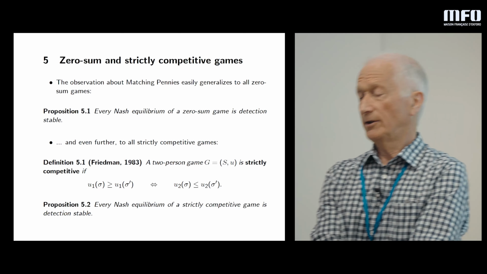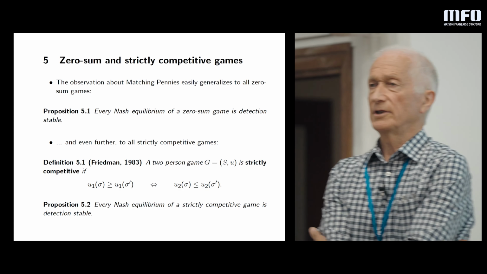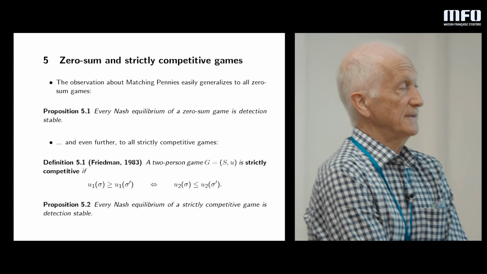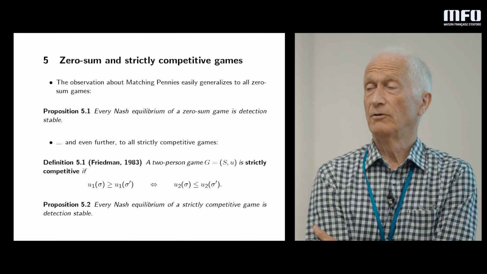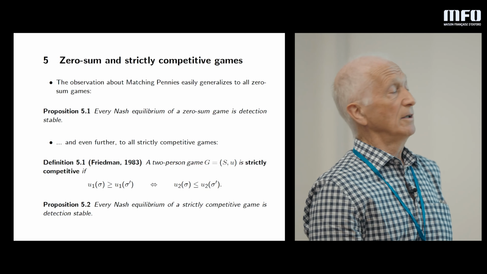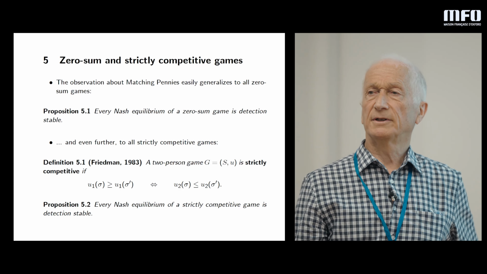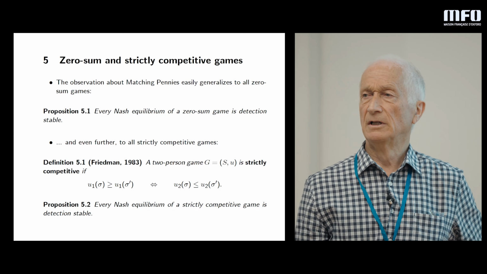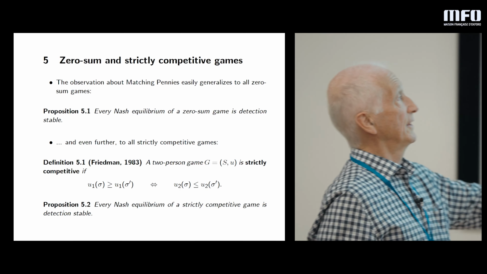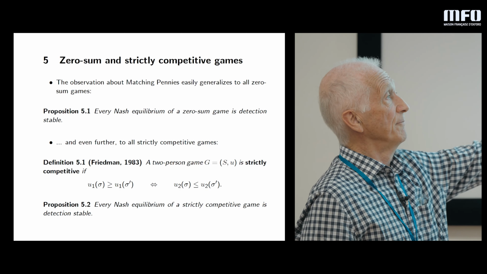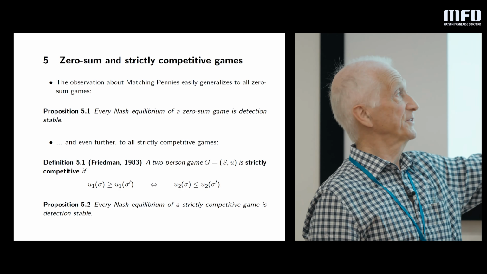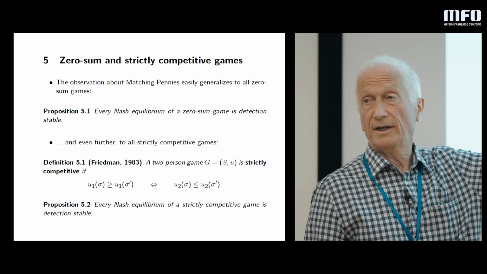So if we now take the criterion, the definition, and apply it to zero-sum games, we had matching pennies, and we found that that was detection stable. It's easy to generalize that to any zero-sum game for the intuitive reasons, the same as for matching pennies. Now, one can go further because it's not important that the sum of the payoffs is a constant or 0. It's just that they have conflicting interests. And there is a definition going back to Dan Friedman, 1983. It says a 2-person game is strictly competitive if whenever player 1 prefers one strategy profile over another one, the other player has the opposite preference.